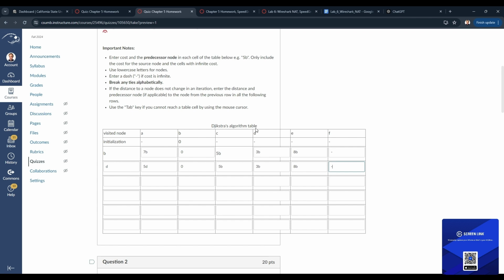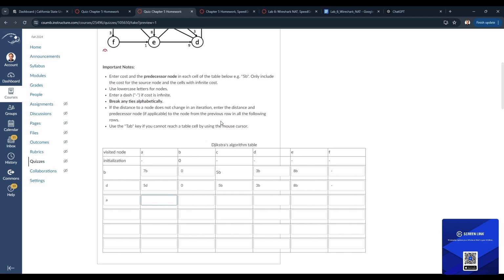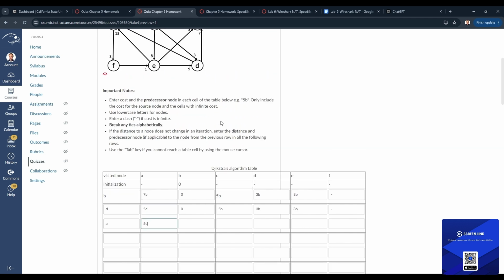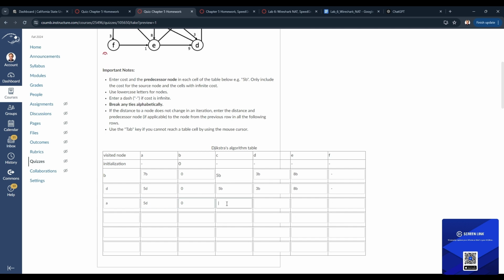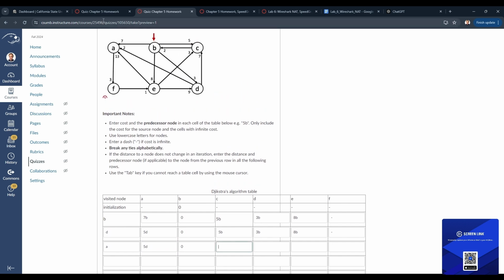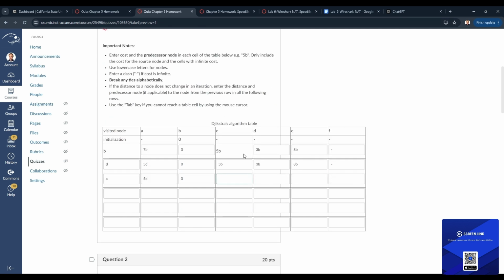Out of these, I did D, I've done B. What's my next lowest cost? In alphabetical order, it's going to be A. So now I need to find the path from A to A. That's 5D. And then 0. C is going to be, so I'm going from A to C. That's going to be the same, 5B.